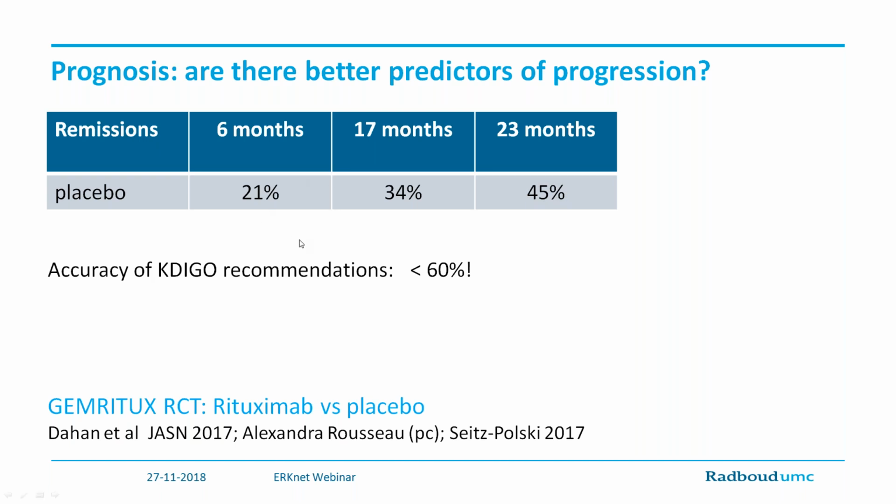In this study, patients were selected for treatment and were randomized after a waiting period of almost 6 months with a proteinuria of more than 4 grams per day, according to KDIGO recommendations. Clearly these data show that the accuracy of these recommendations to select high-risk patients is low, below 60%. It's important to try to find better prognostic markers, because patients who have a reasonable outcome and a spontaneous remission rate of 45% all receive immunosuppressive treatment unnecessarily. So we need better prognostic markers.